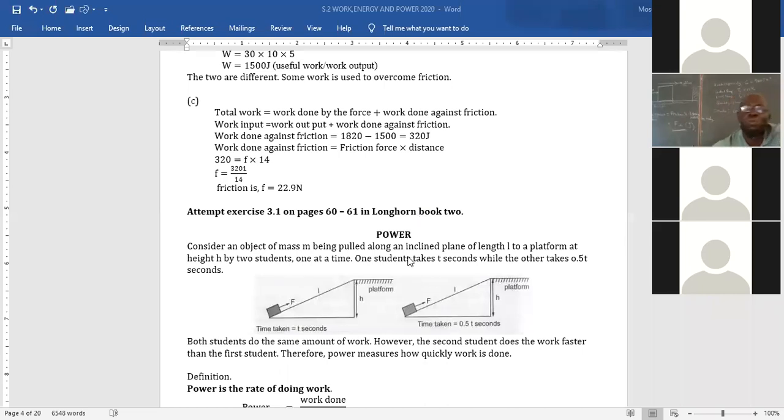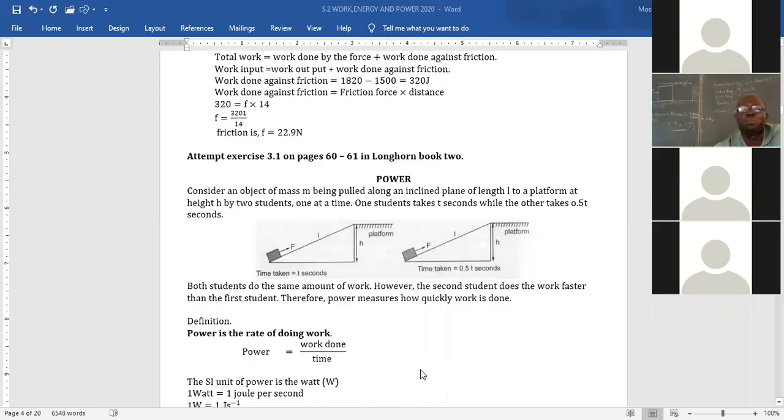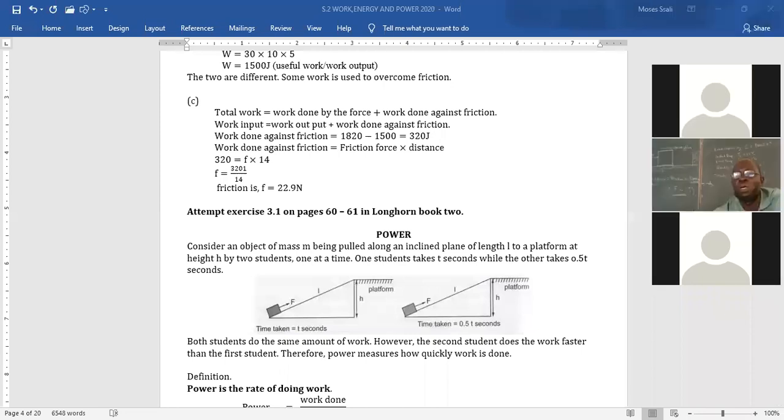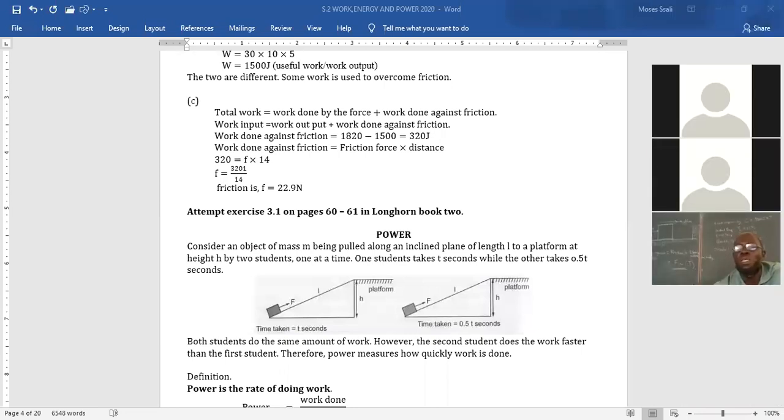Okay, girls, can we have that heading of power? Yes, teacher. Yes, please. Can somebody guide us through that? It gives us an understanding of what power is all about. Consider an object of mass being pulled along an inclined plane. Let us be disciplined. Let us leave the reading to one person.